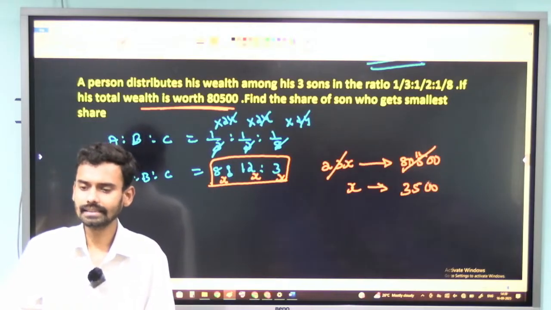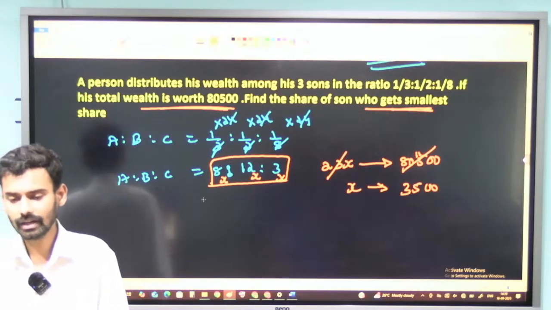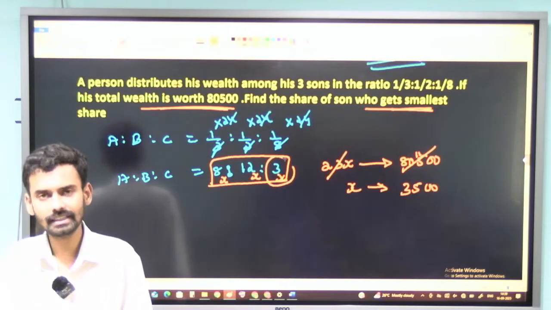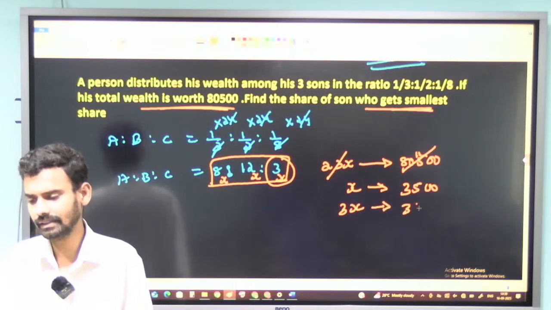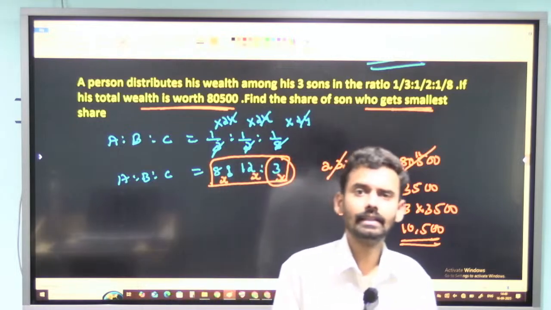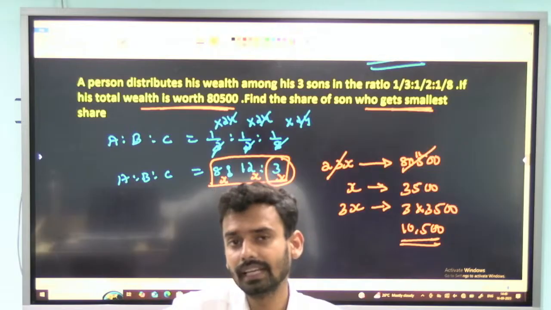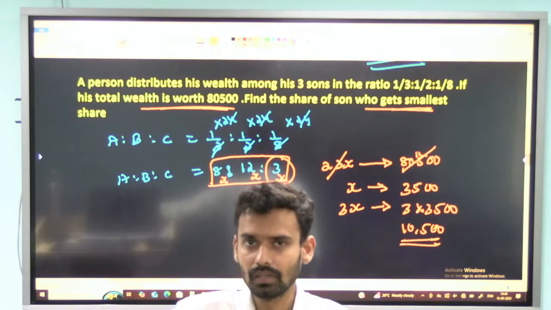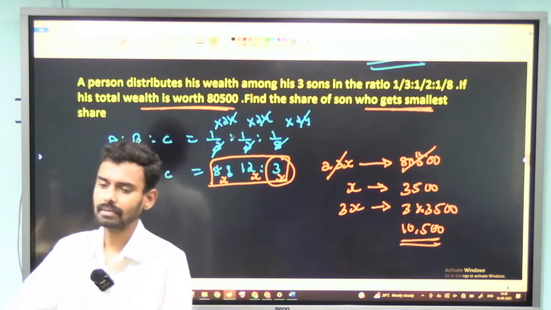Now the question is asking for the share of the son who gets the smallest share. If we observe in the ratio, the smallest share is 3x. So the question is asking for the 3x value. 3x value will be 3 into 3,500, which is 10,500 rupees. So this is how we can convert the ratios which are given in fractions into a normal ratio, and directly I can compare the ratios. But we can do this even without converting it, though that will be a bit difficult.